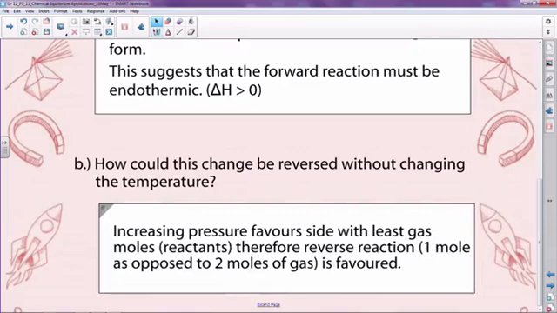Now, I've written this in a lot of detail where it says increasing pressure favors the side with the least number of gas moles, therefore the reverse reaction is favored. What's in brackets you don't necessarily need to write. I've put it to make sure that you understand where I'm going to. And it's the number of moles of gas or the number of particles. It has nothing to do with the size.